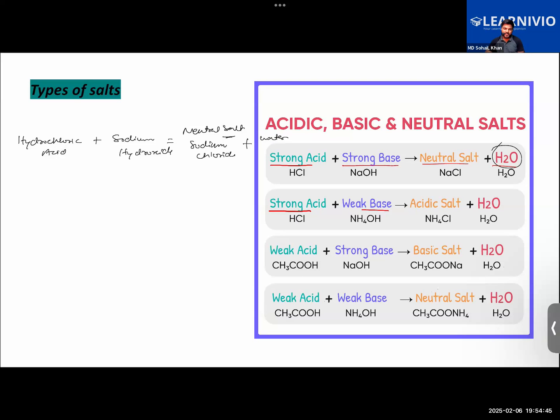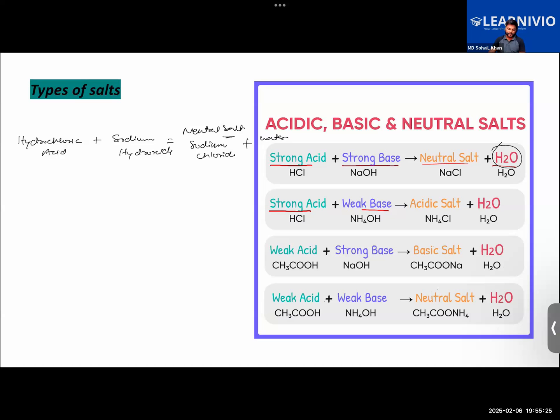Just like that, suppose you have weak acid and weak base. The salt in this case is again going to be neutral salt, and the water will obviously be released. But if the acid is strong but the base is weak, that salt will be acidic salt. Or if the acid is weak but the base is strong, the base will dominate over the acid, and hence the salt will be basic in nature. So these are different types of salts. Any questions, any doubts from this?